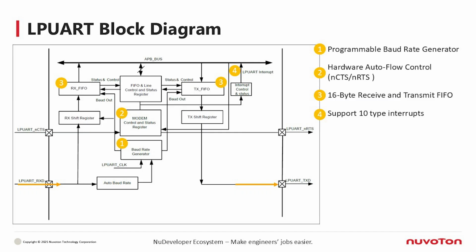As mentioned earlier, the Low Power UART includes several key components. It supports a programmable baud rate generator, which is driven by the Low Power UART CLK source. It includes hardware auto flow control, implemented through the Low Power UART NCTS and Low Power UART NRTS signals. It provides a 16-byte receive FIFO and a 16-byte transmit FIFO. And finally, it supports 10 different interrupt events for flexible control and monitoring.